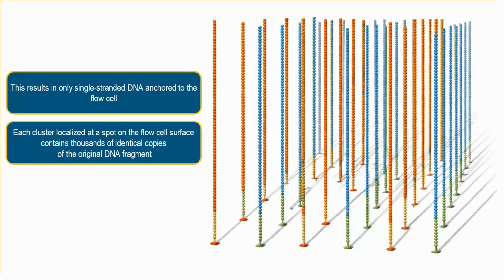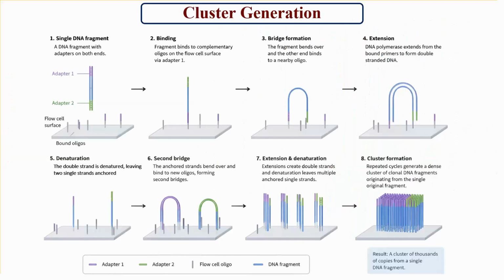The amplification process is known as bridge amplification as it forms bridges. At the end of this step, we have millions of clusters, each representing a single original DNA fragment uniformly distributed across the flow cell and ready for sequencing by synthesis. Here is the summary of the cluster generation by bridge amplification.